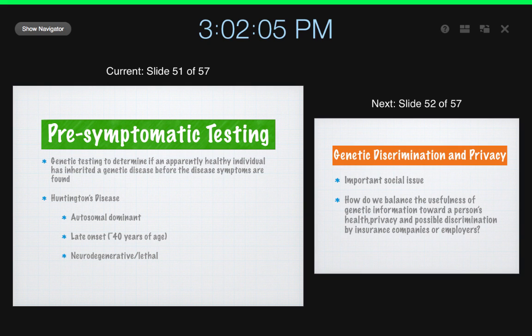Pre-symptomatic screening. This one gets a little more controversial. Not controversial, but really starts to get into social and ethical issues. When you're dealing with these late onset diseases, like Huntington's, and it's a dominant mutation. So if there is a history of Huntington's in the family of either parent, then there's a concern that one of the parents might have that dominant allele and therefore might transmit that to their child.